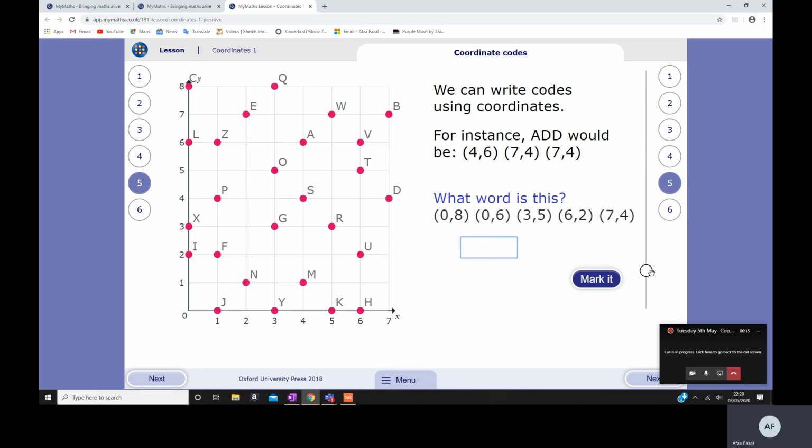What word is this? So 0 across, 8 up is C. So I'm going to write this down when I do it. 0 across, 6 up, 1, 2, 3, 4, 5, 6 is L. 3 across, 5 up. 3 across, 1, 2, 3, 4, 5 is O. 6 across, 2 up. 6, 1, 2 is U. 7 across, 4 up is D.